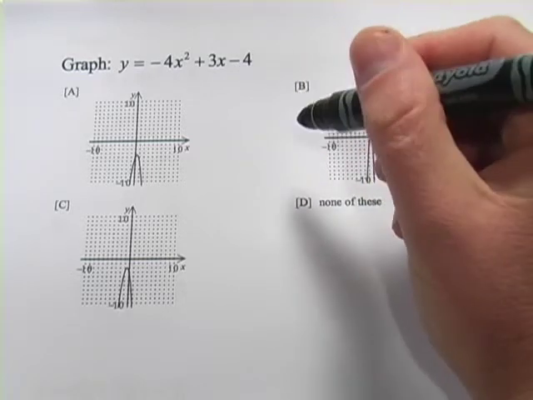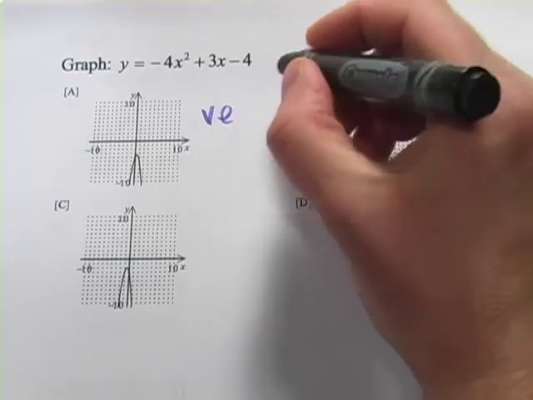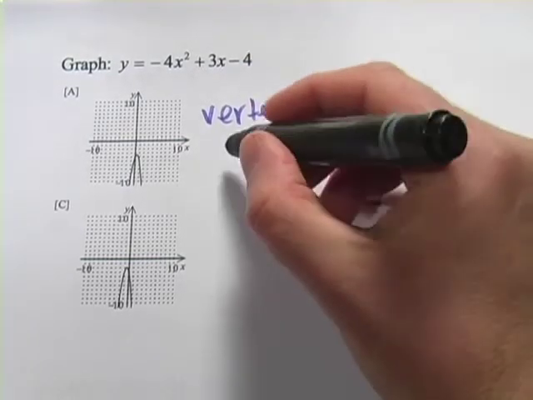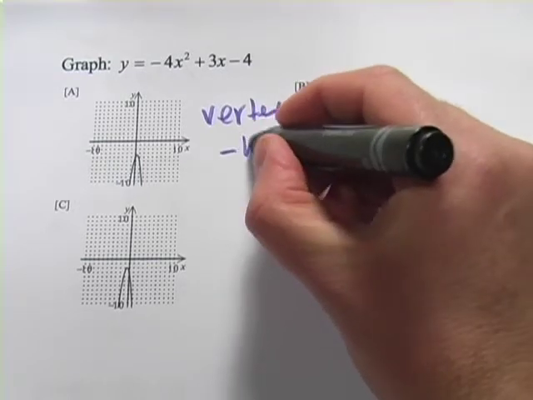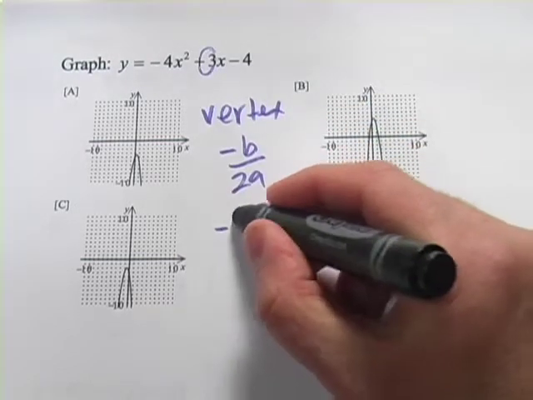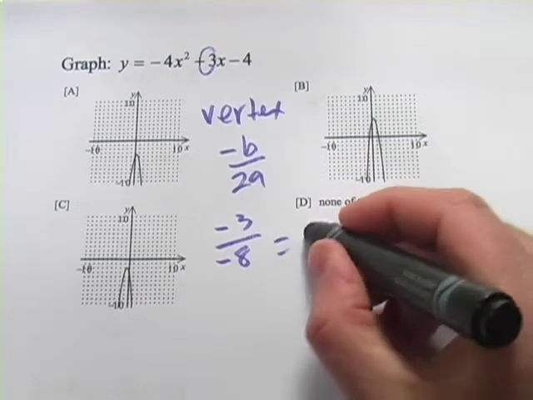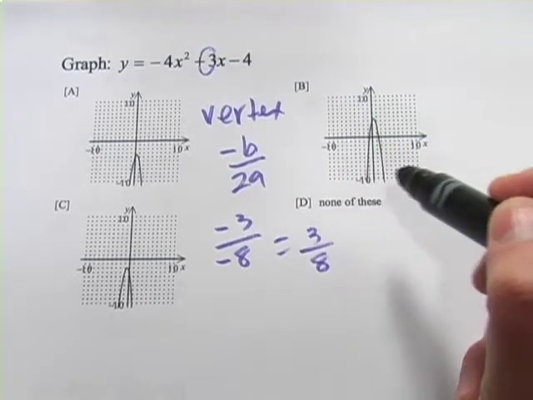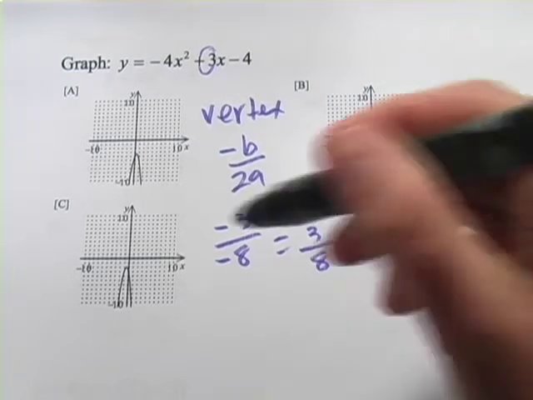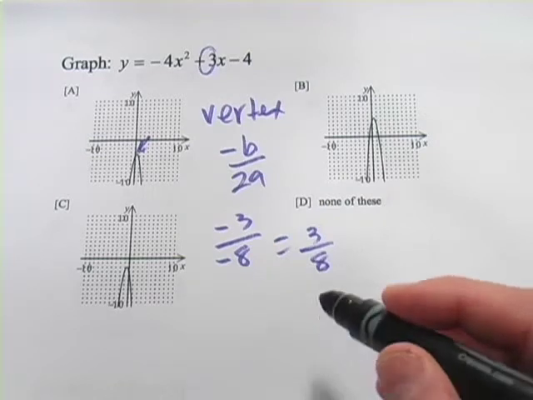So here's one handy thing. An important point on any parabola, on any quadratic, is the vertex. And the formula for the x-coordinate of the vertex is negative b over 2a. In this case, that would be negative 3 over 2 times negative 4, or negative 8. And that is a positive 3/8. So I would want to look for where the vertex has a positive 3/8. And it looks like it could be this one. X is positive 3/8 there at the vertex.